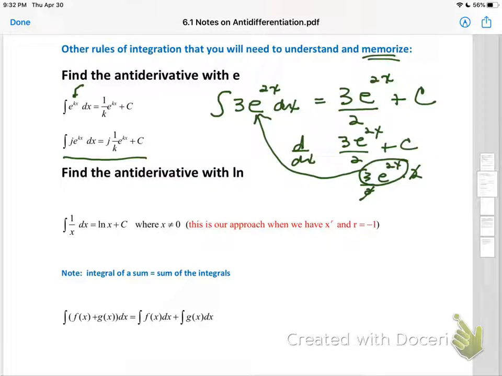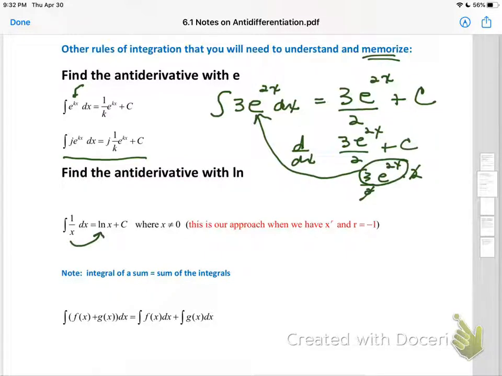Okay, there's one more I want to talk about, and that's working with natural logs. Do you remember when I said if you have an x in the denominator, if you end up dividing by 0, that's not going to work? Well, I want you to recognize whenever you have x to the negative 1 or 1 over x, the power rule is not going to work. That is going to be instead natural log.